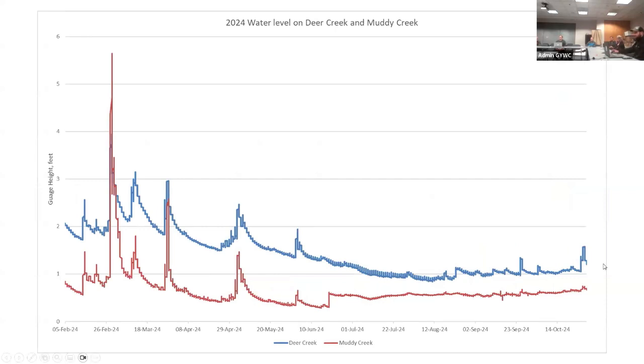And what I want to point out here for Muddy Creek is, in this flood event in Muddy Creek, the water level is at 1 foot, and in Deer Creek it's at 2 feet.